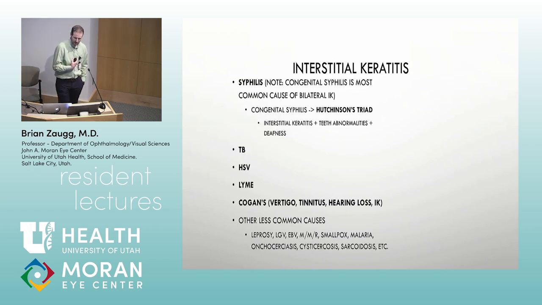Okay, so interstitial keratitis, the one that they love to get at is syphilis. Congenital is most likely bilateral. If it's unilateral, then it's more of an acquired syphilis later in life. You have this Hutchinson's triad with congenital syphilis where you get the teeth abnormalities and deafness as well. Tuberculosis, HSV, Lyme, these are always something that you should have in your differential when you've got neovascularization of the cornea. And then you have Cogan's triad as well, maybe quad, what do they call it? Where you have vertigo, tinnitus, hearing loss, so it's involving the eighth cranial nerve.